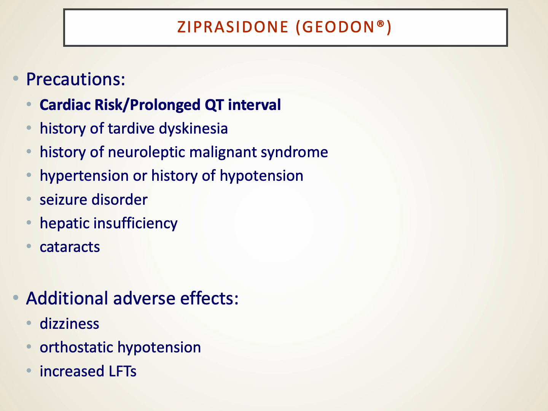Geodon, we alluded to, has a QT prolongation risk, and probably because of that alone, this drug is likely going to be a second-line or third-line drug, used by a clinician who uses these drugs a lot and has determined that drugs that don't prolong QT to the same degree have not really worked well for the patient in question.